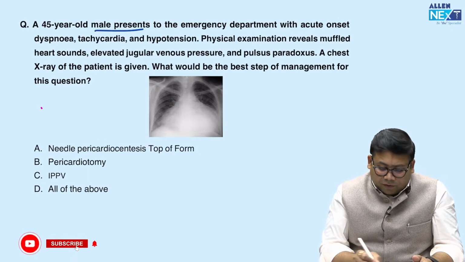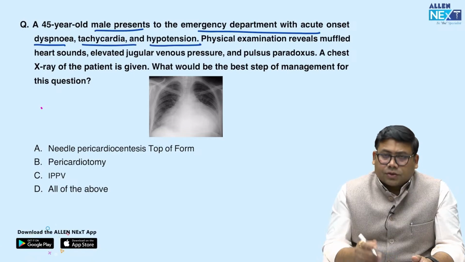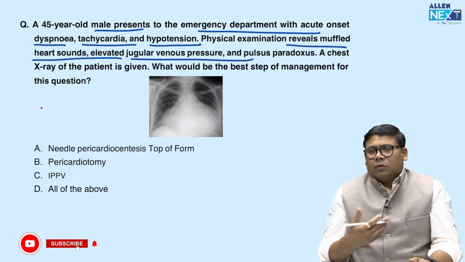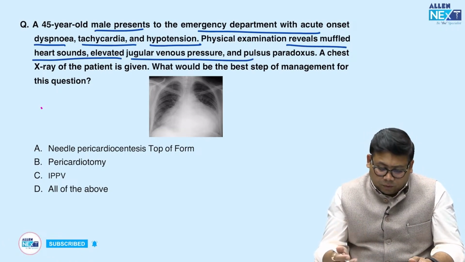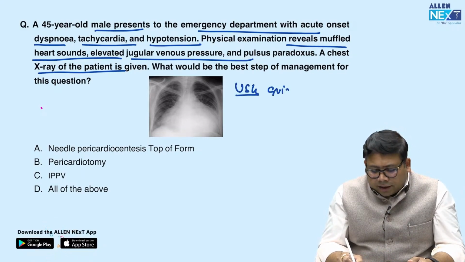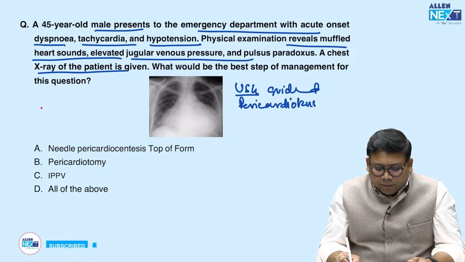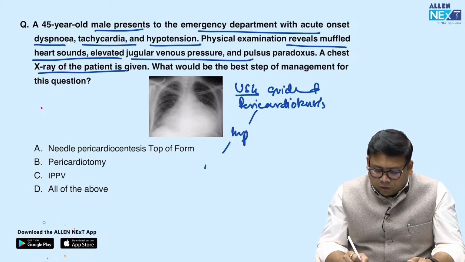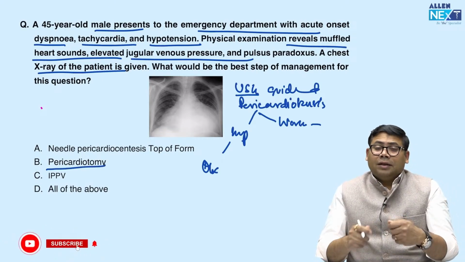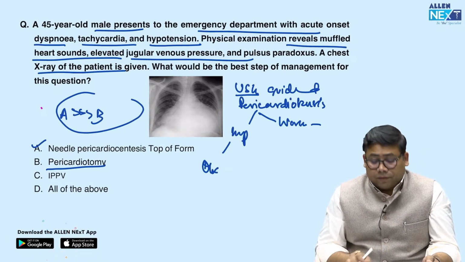Next is a 45-year-old with trauma now develops dyspnea, tachycardia, hypotension. The examination reveals muffled heart sounds, elevated JVP. You know that we are talking about the Beck's triad in case of cardiac tamponade. A chest X-ray shown. What is the next? USG guided needle pericardiocentesis, and this is what is very important. If the patient improves with this, so you'll go for observation. If the patient worsens with this, you have to go for pericardiotomy and ligate the bleeding vessel. So option A is far better than option B. This is what is very important.